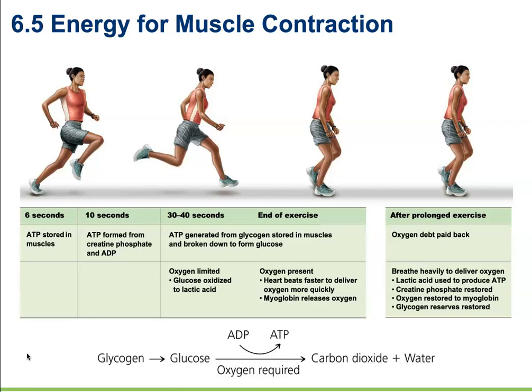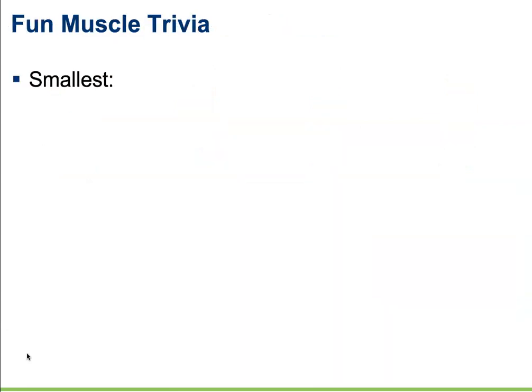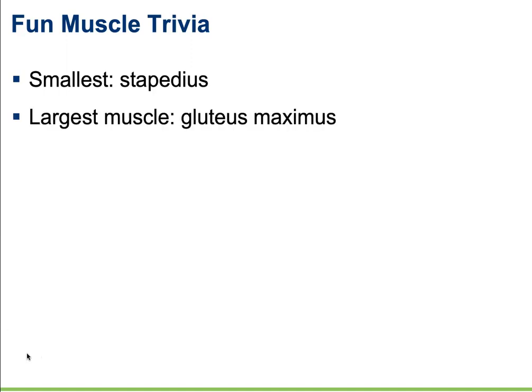So here are some fun facts for you, fun muscle trivia. The smallest muscle in the body is going to be the stapes. It's going to be found in the middle ear. It's roughly the thickness of a cotton thread. Very, very small. The largest muscle in the body is going to be the gluteus maximus.